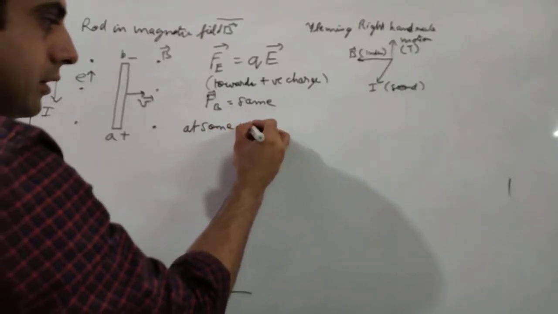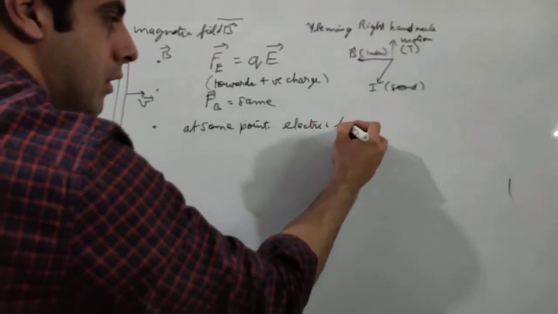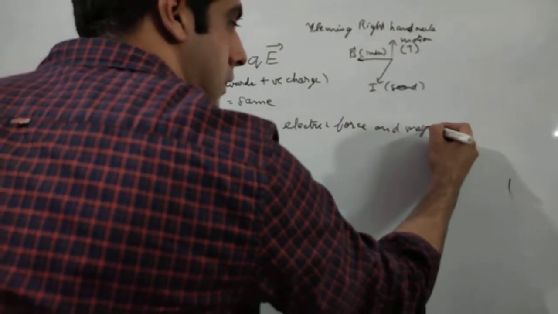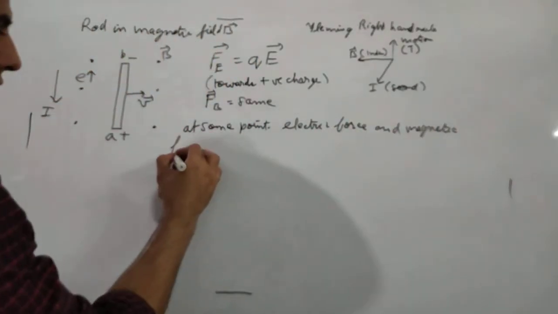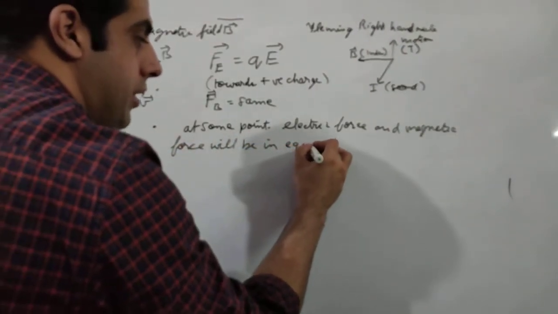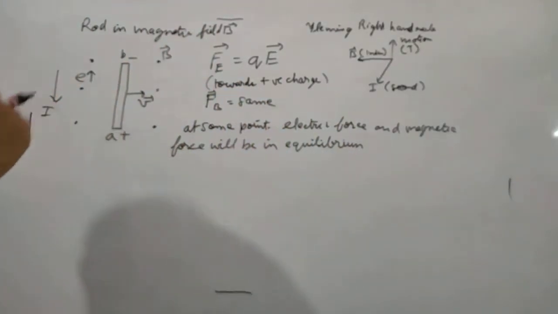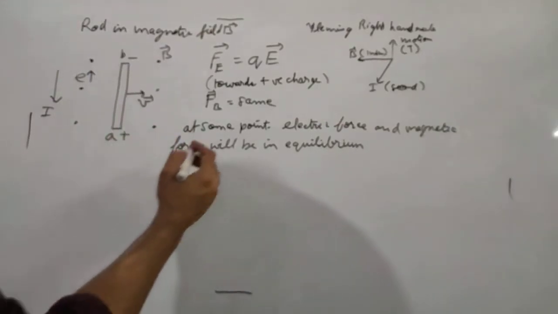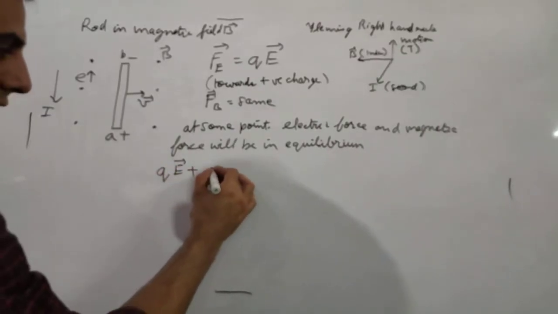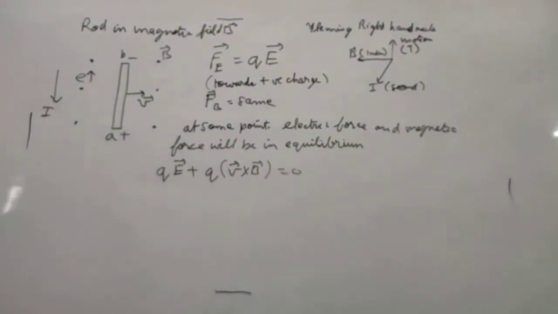So at some point of time, both will be in equilibrium. Right? At some point, electric force and magnetic force will be in equilibrium, because the electric force will keep on increasing. At some point both of them will become equal. That means at that point QE plus QV cross B should be equal to 0, which is the Lorentz force.